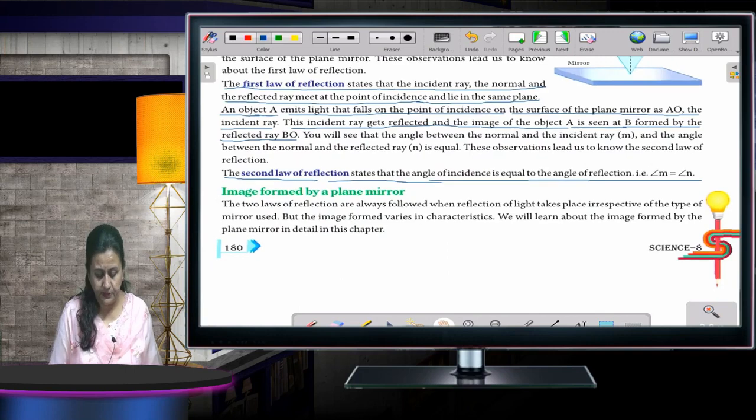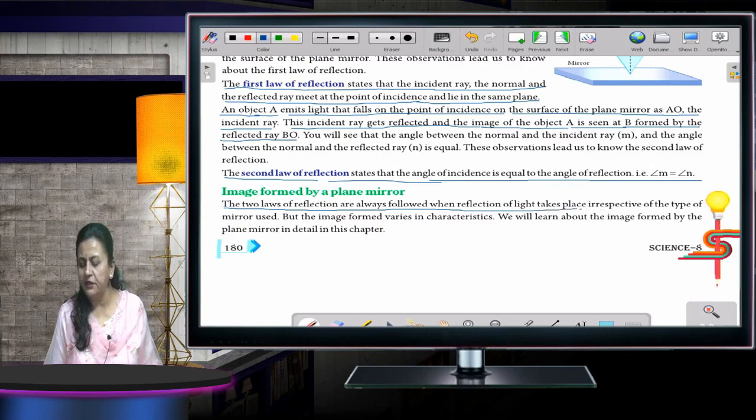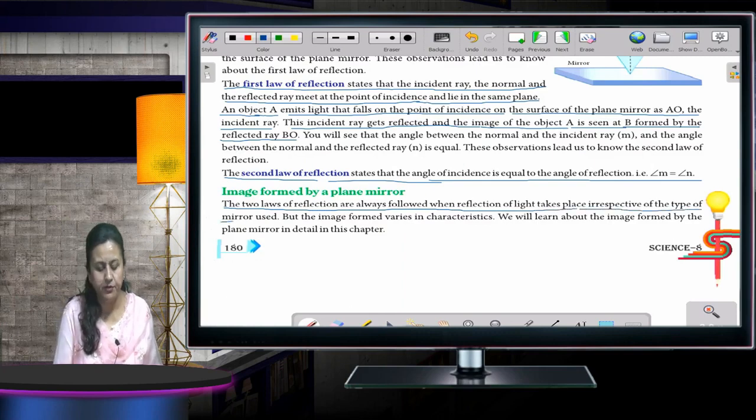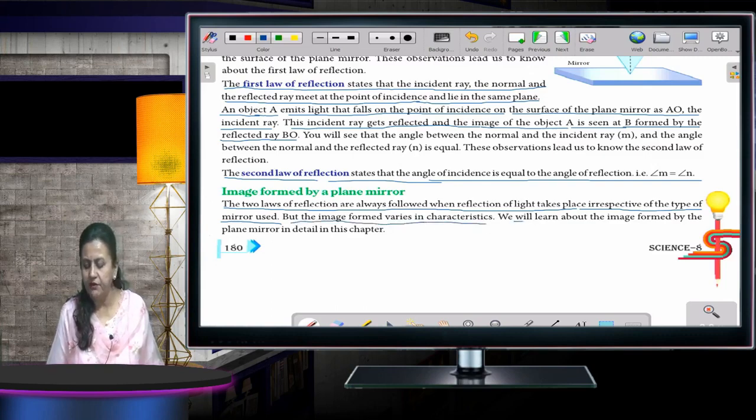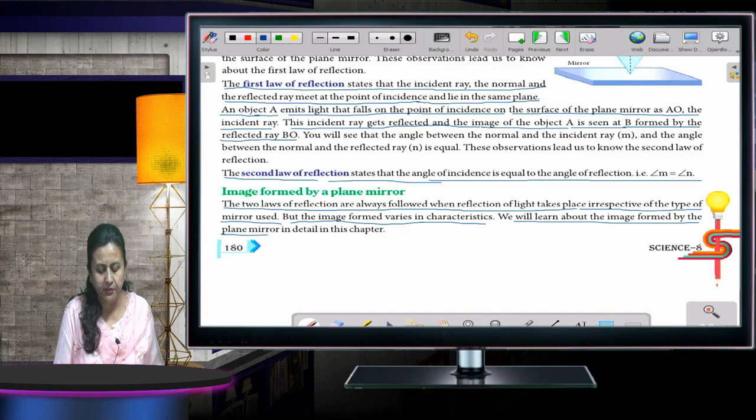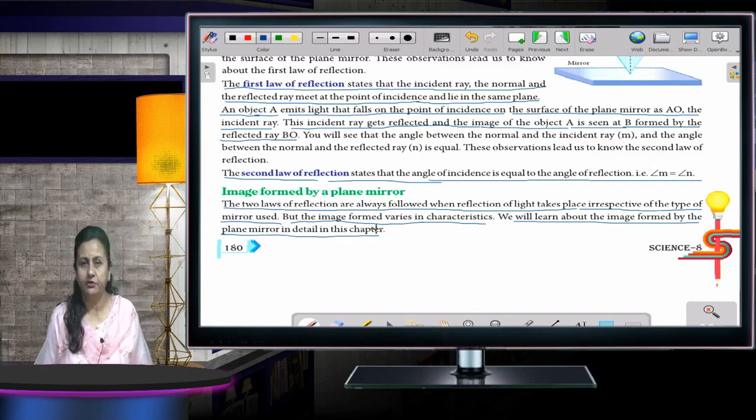The two laws of reflection are always followed when reflection of light takes place, irrespective of the type of mirror used. It can be a plane mirror, a convex mirror, or a concave mirror. But the image formed varies in characteristic. We will learn about the image formed by the plane mirror in detail in this chapter now. Now moving to the next one.